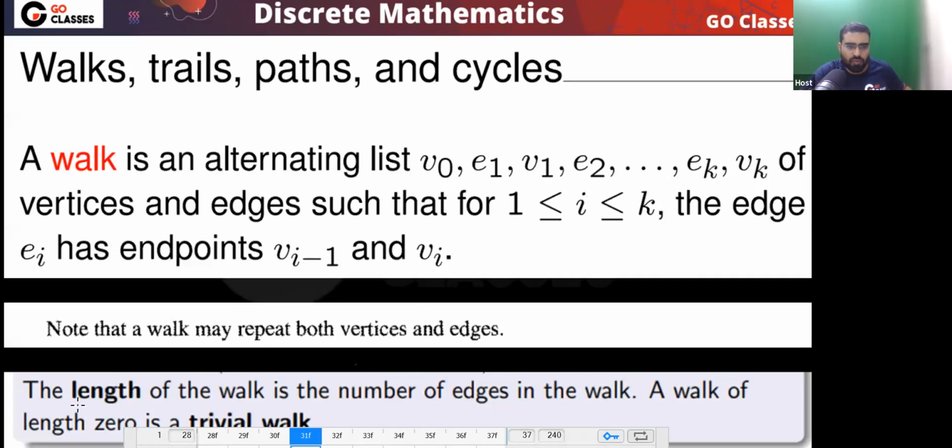The length of a walk, what is that? That is the number of edges in the walk. How many edges are there in the walk? That is the length of the walk. This is the definition. You can notice in a walk, vertices and edges can repeat.